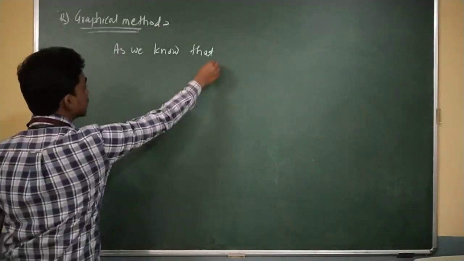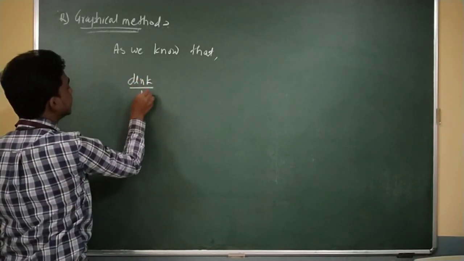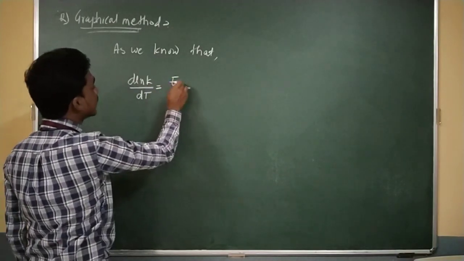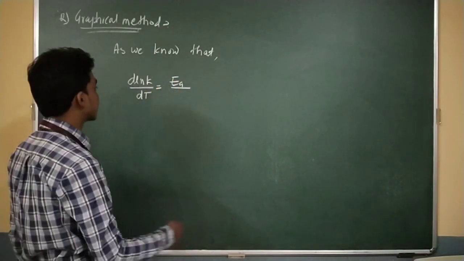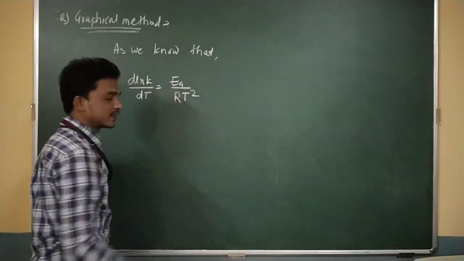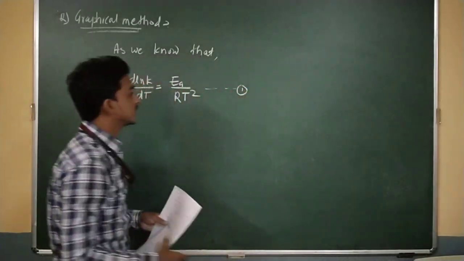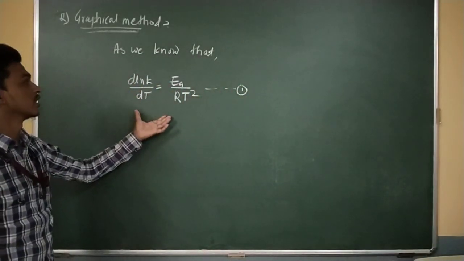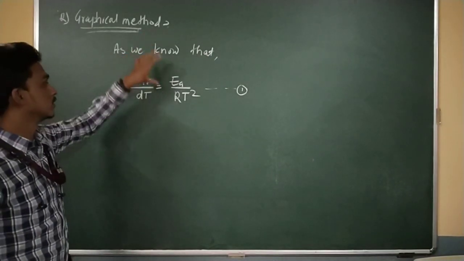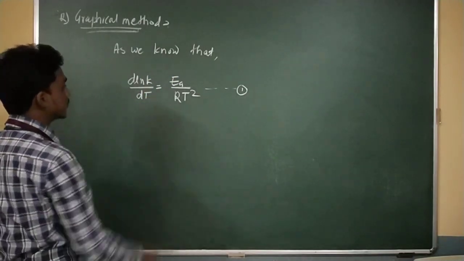So the Arrhenius equation is d ln k upon dT is equal to Ea upon RT square. Ea means the activation energy of reactant molecules. This is the Arrhenius equation we have already seen in our previous video lecture. Note this equation down in your notebook.